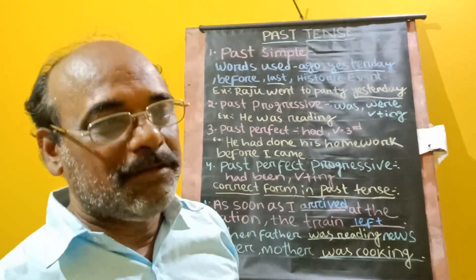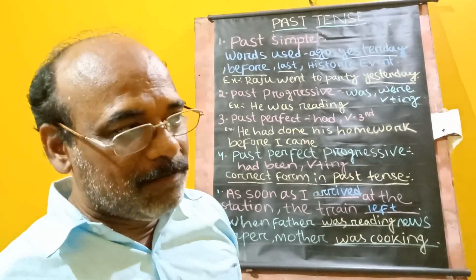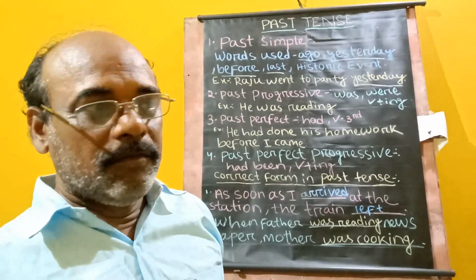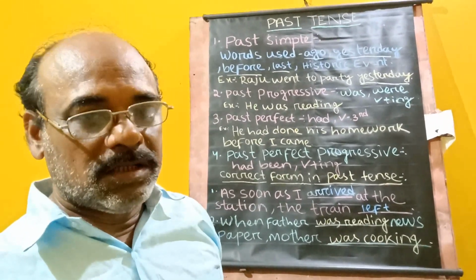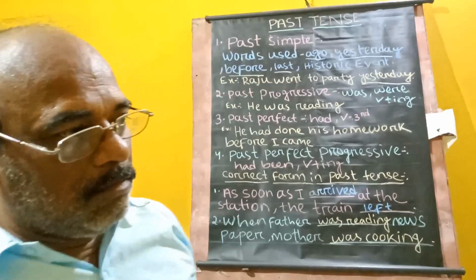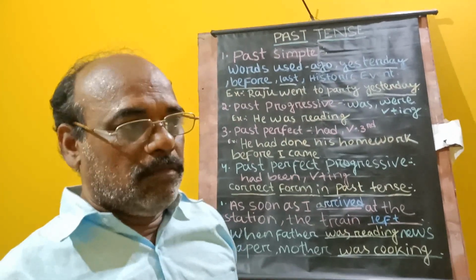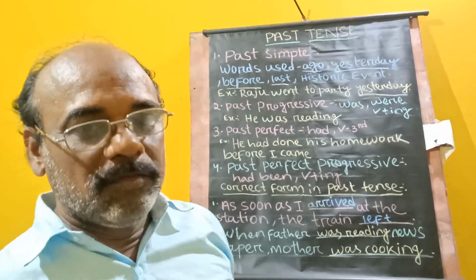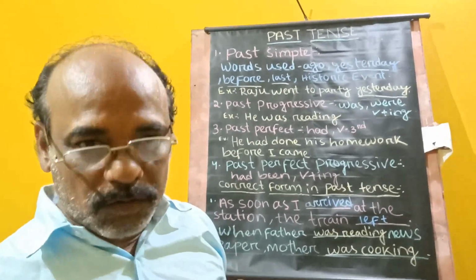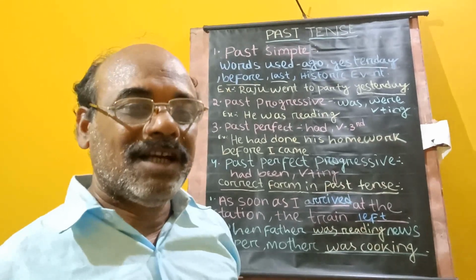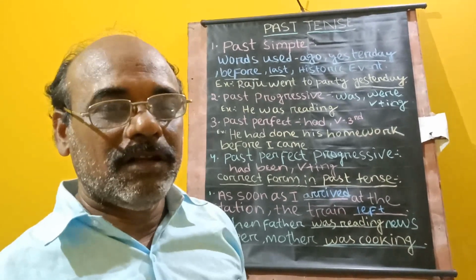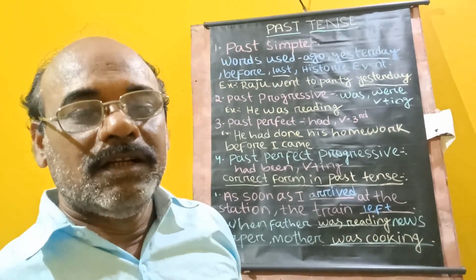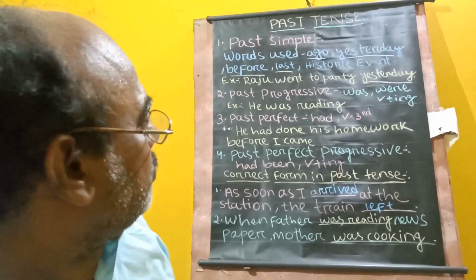Then historic events. In order to express any historic event, we use the past simple form. For example, Kalidas wrote Shakuntala. Okay? Another example, Gandhiji fought for India's freedom.